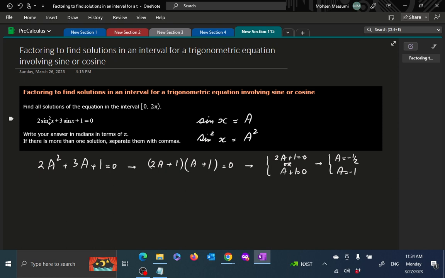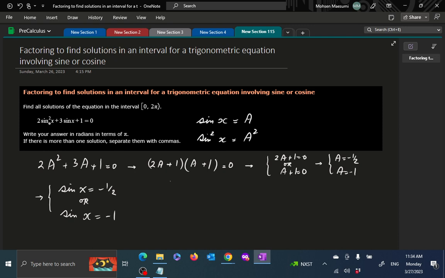Well, the question itself didn't have anything to do with a. This was our own convenience to convert it to a quadratic equation and solve that. So we have to go back to the original. That is, a is sine of x. So either sine of x is equal to minus 1/2 or sine of x is equal to minus 1. We are going to solve these two equations in the style that we learned in the previous sections, finding the solutions from 0 to 2 pi.